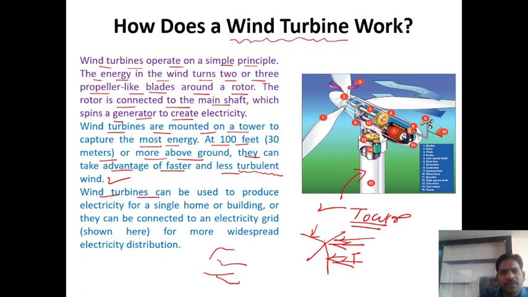So a wind turbine can be used to produce electricity for a single home or a building, or they can be connected to an electricity grid for more widespread electricity distribution. So this is the application of the wind turbines. It means we can generate electricity for a single home, or for multiple homes, or we can develop an electricity grid.